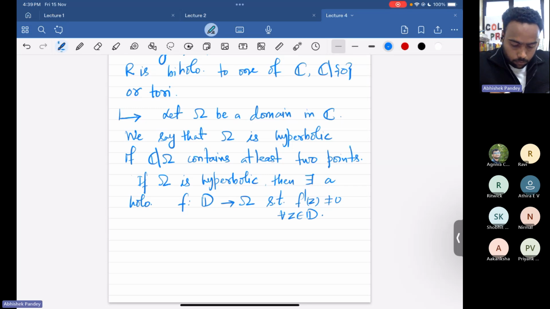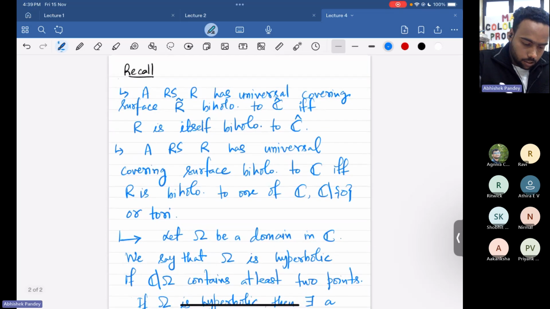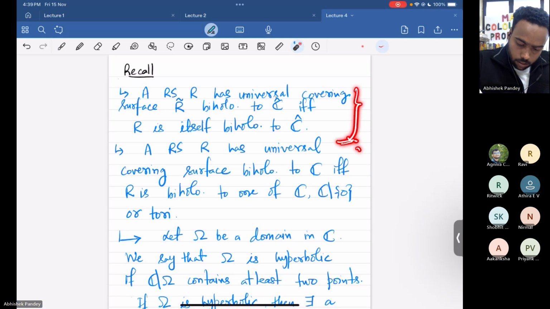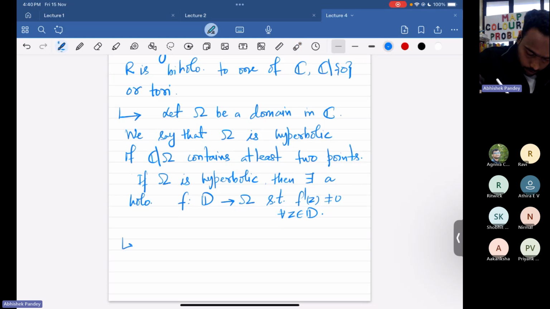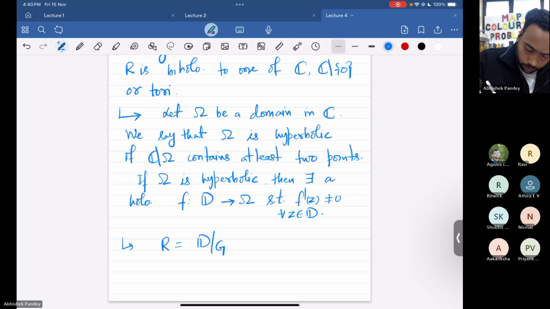So these domains are known as hyperbolic domains. These kinds of Riemann surfaces are known as elliptic Riemann surfaces. These are parabolic, and any other Riemann surfaces. If R is a Riemann surface which is basically biholomorphic to D by G, these are called hyperbolic Riemann surfaces.